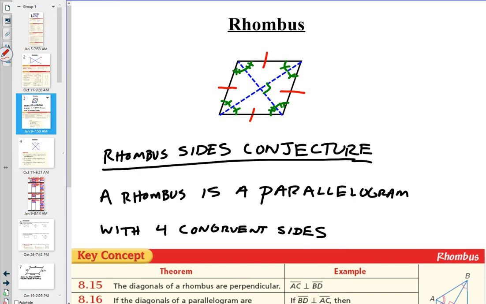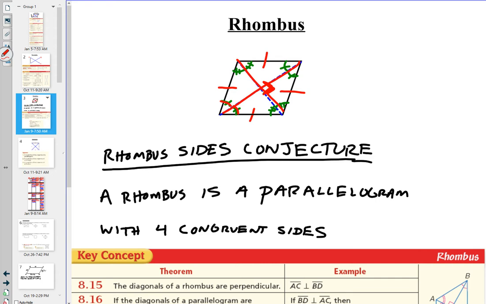Here's a big one. The diagonals are not congruent on a rhombus. What one word can we use to describe when they meet at 90 degrees? Perpendicular. Yeah, good. The diagonals are perpendicular on a rhombus. Okay.